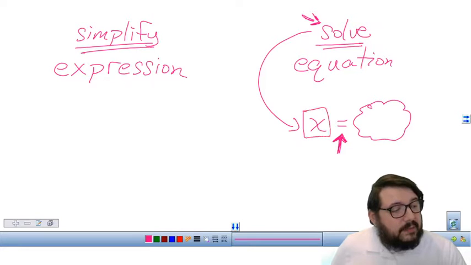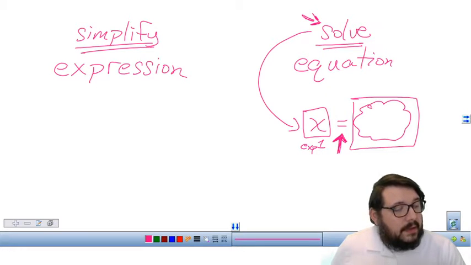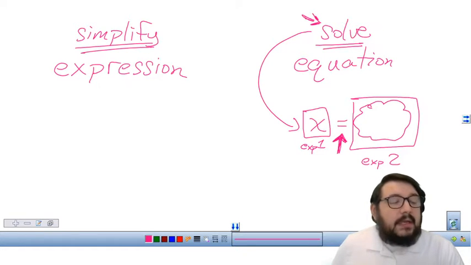Here I have expression number 1. Remember, one term is fine. And here, whatever's inside that bubble will count as my expression number 2. An expression itself can only be simplified. An equation can actually be solved.